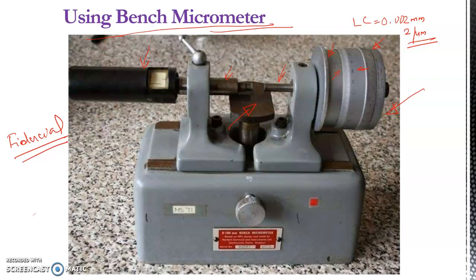Fiducial indicator means it is used to sense the pressure on the fixed anvil. If we are applying pressure with the movable jaw or the movable anvil, then it will actually press that fixed anvil backwards. So that backward movement is sensed by the dial on this fiducial indicator, and we can fix the amount of pressure by seeing this fiducial indicator. Thus, the fiducial indicator is used to ensure that all the readings are taken at the same pressure.